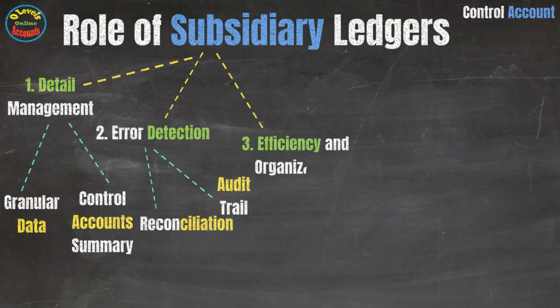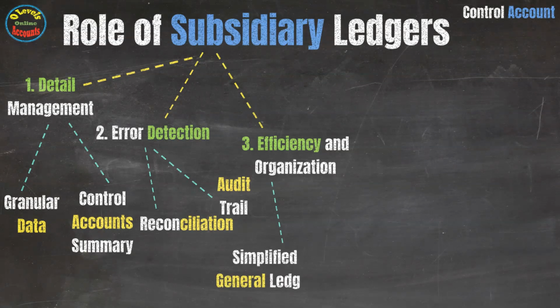It will explain with the help of the further two subpoints. These are as follows. The first subpoint is simplified general ledger. Instead of cluttering the general ledger with numerous individual transactions, subsidiary ledgers group these transactions together, providing a cleaner and more organized general ledger. The control account reflects only the summary of these transactions, streamlining the accounting process.